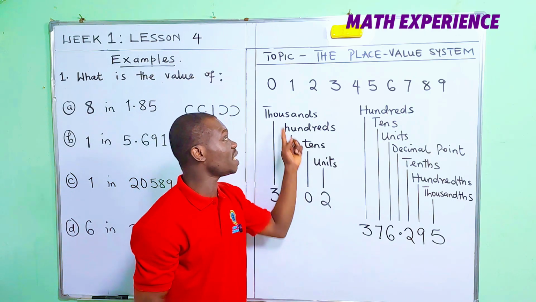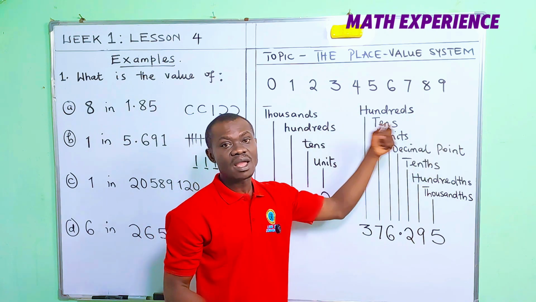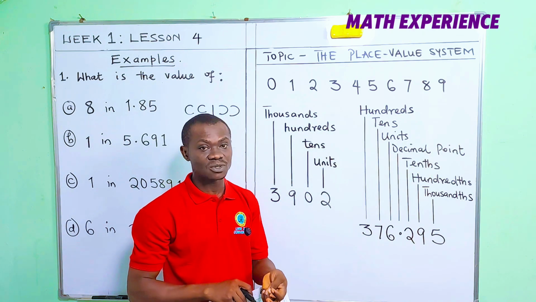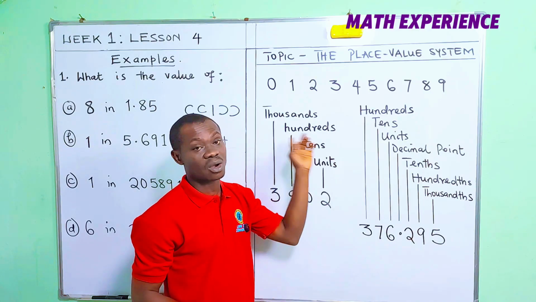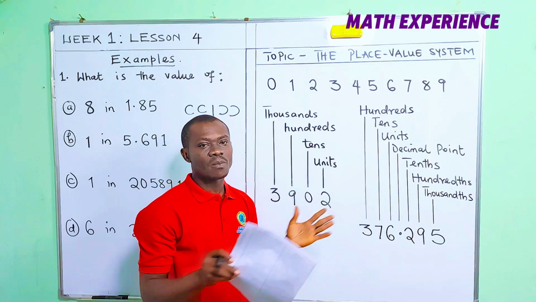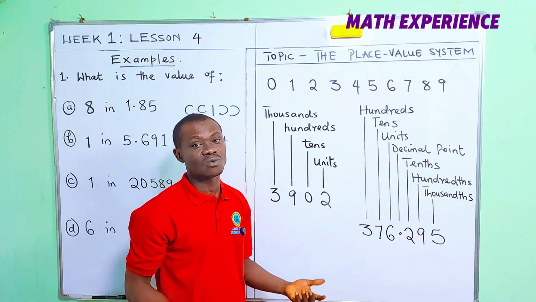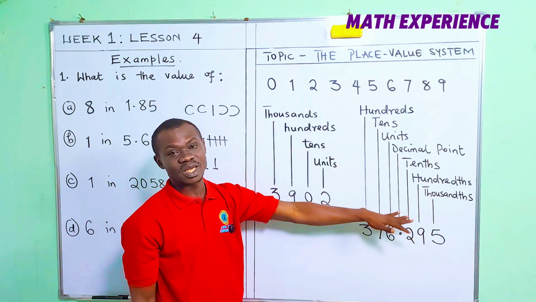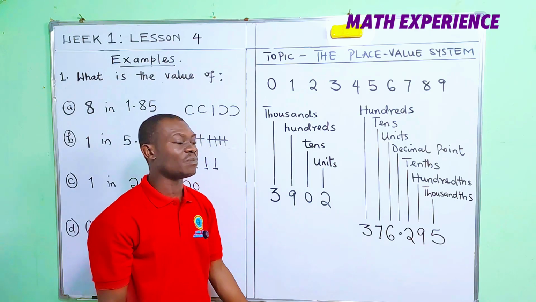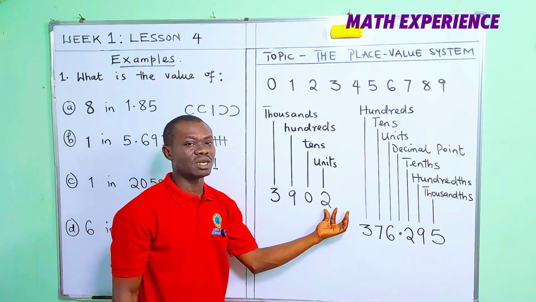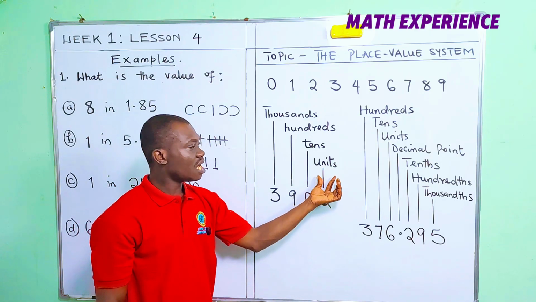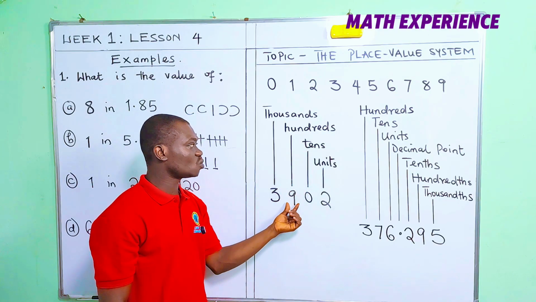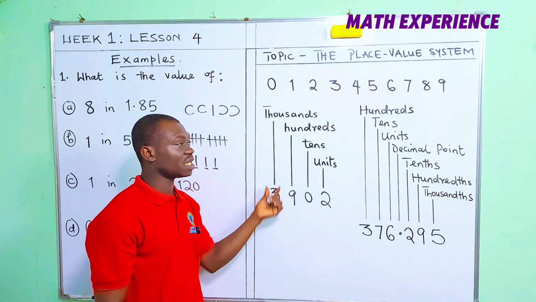It's a system that makes use of these 10 symbols and gives values to numbers depending on their position. These symbols are called digits, and a combination of them gives you what we call numbers. This is how we give them their values depending on position. The first one to the right is called units, the one following it is tens, this one is hundreds, and this one is thousands.